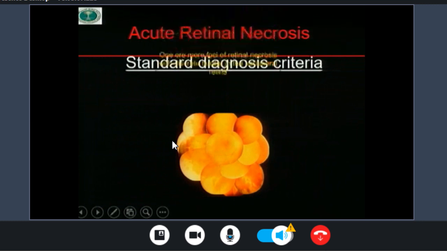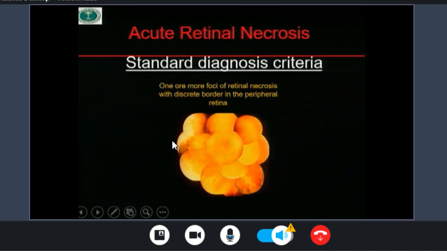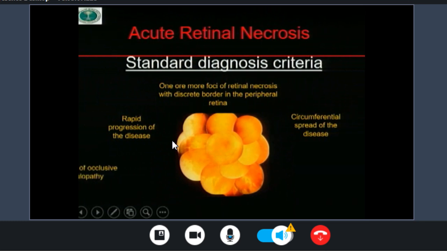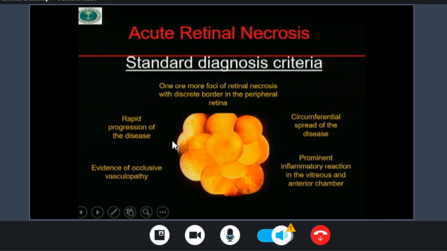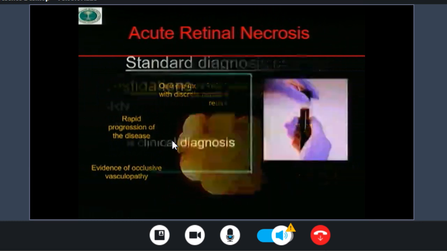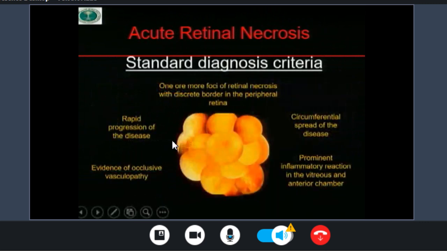Standard diagnostic criteria for acute retinal necrosis: usually one or more foci of retinal necrosis with discrete borders in the peripheral retina; rapid progression of the disease over the peripheral retina, usually moving in a circumferential pattern; evidence of occlusive vasculopathy, as we said; and a prominent inflammatory reaction in the vitreous that sometimes extends to the anterior segment. So this is the criteria that we have to use to make the standard diagnosis.